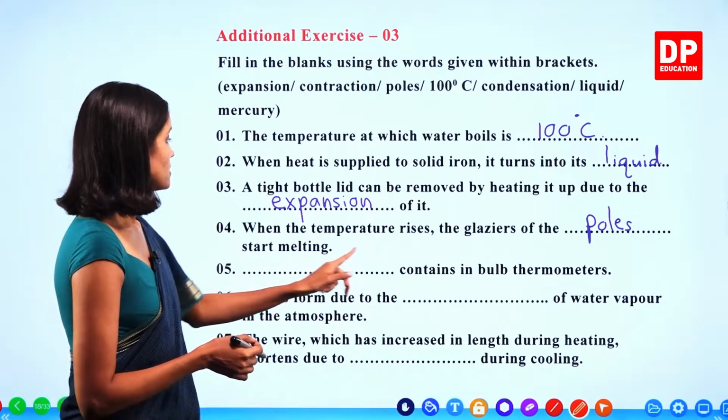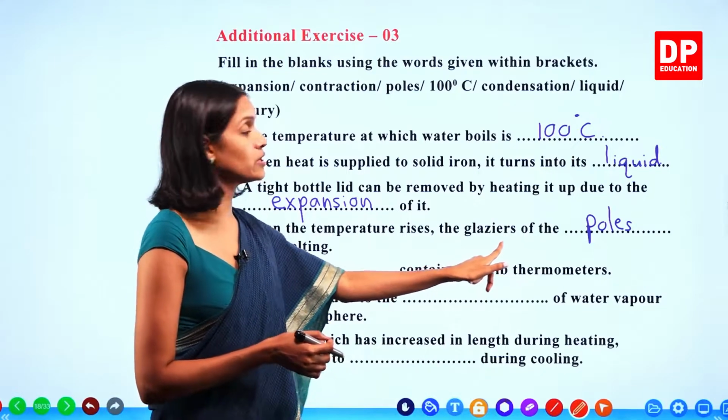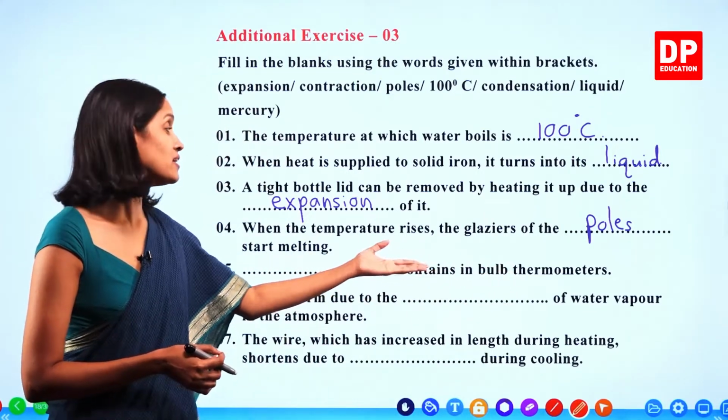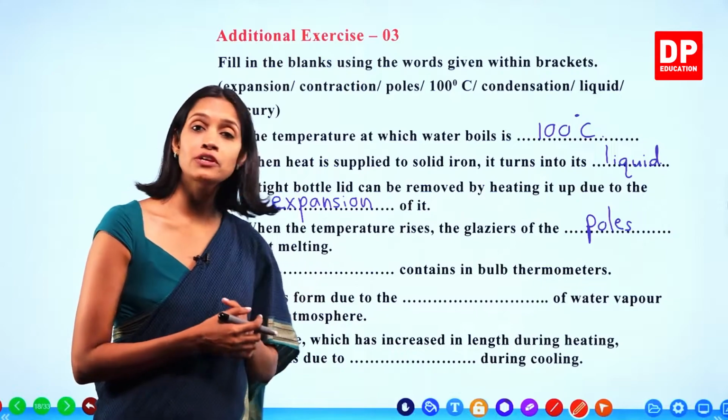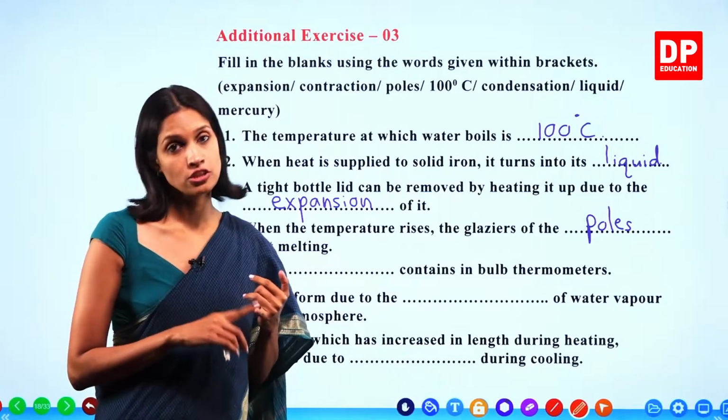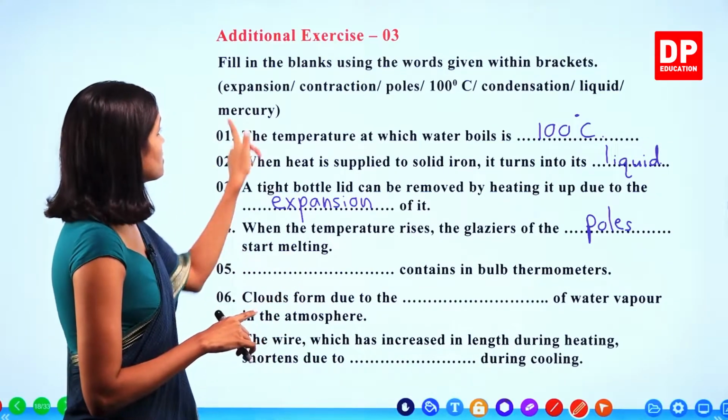5. Contains in bulb thermometers. You all know that the liquids contained in bulb thermometers, mercury or alcohol, right? Mercury.